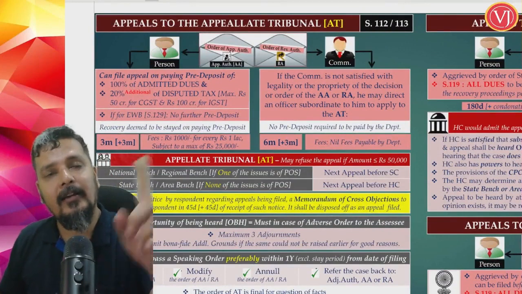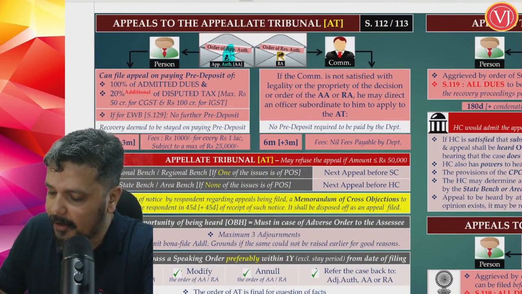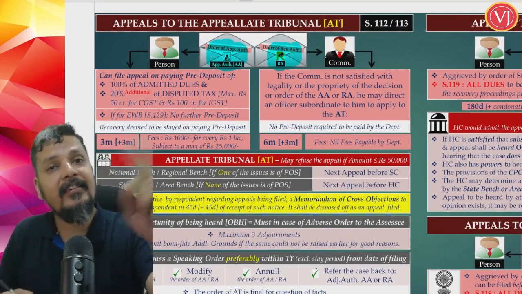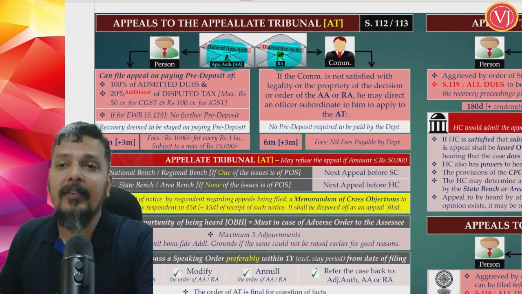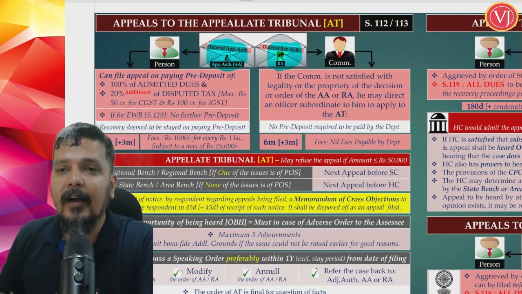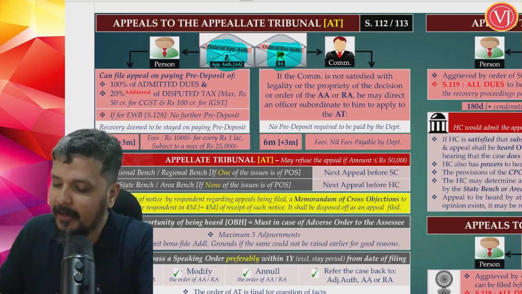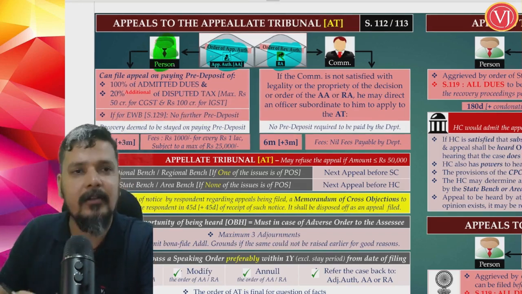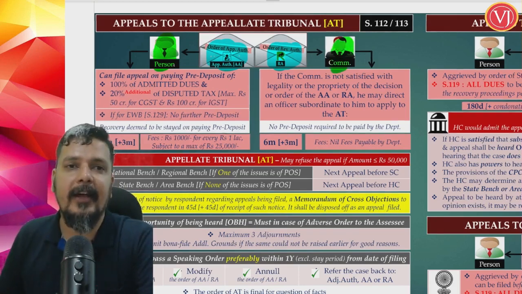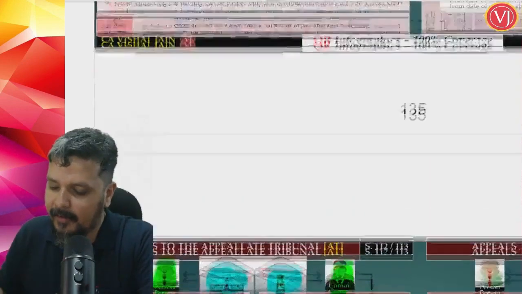Now, when you talk about the appellate tribunal, how does the matter go to the appellate tribunal, the second level? Either there is an order of the appellate authority or an order of the revision authority. That second train, the doors of which are open only for the department. If it is against the assessee, they will go to the appellate tribunal. If it is against the officer, the commissioner will ask the lower officer to file an appeal in the appellate tribunal. So that is the comparison.